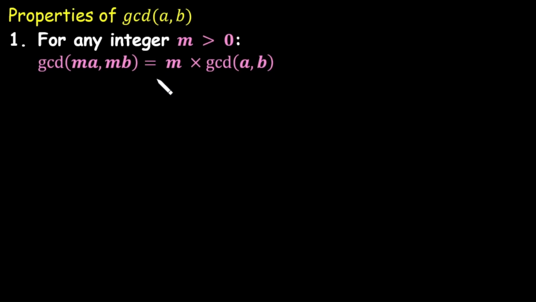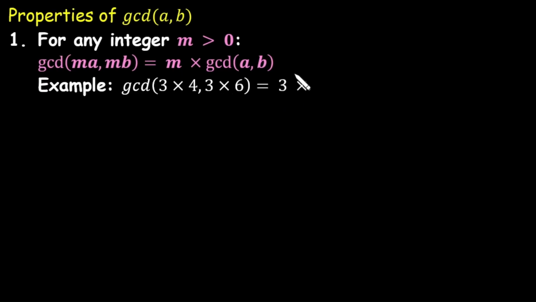The first property is, suppose we have any integer m that is greater than 0, and we write the GCD of m into a and m into b. This is always equal to m times the GCD of a and b. What does it mean? Let's understand with the help of an example. Suppose we take the numbers 3 into 4 and 3 into 6. What is common between these two? That is 3. So we can take 3 outside. Then we can calculate the GCD of 4 and 6, that is equal to 2. So 3 into 2 is equal to 6.